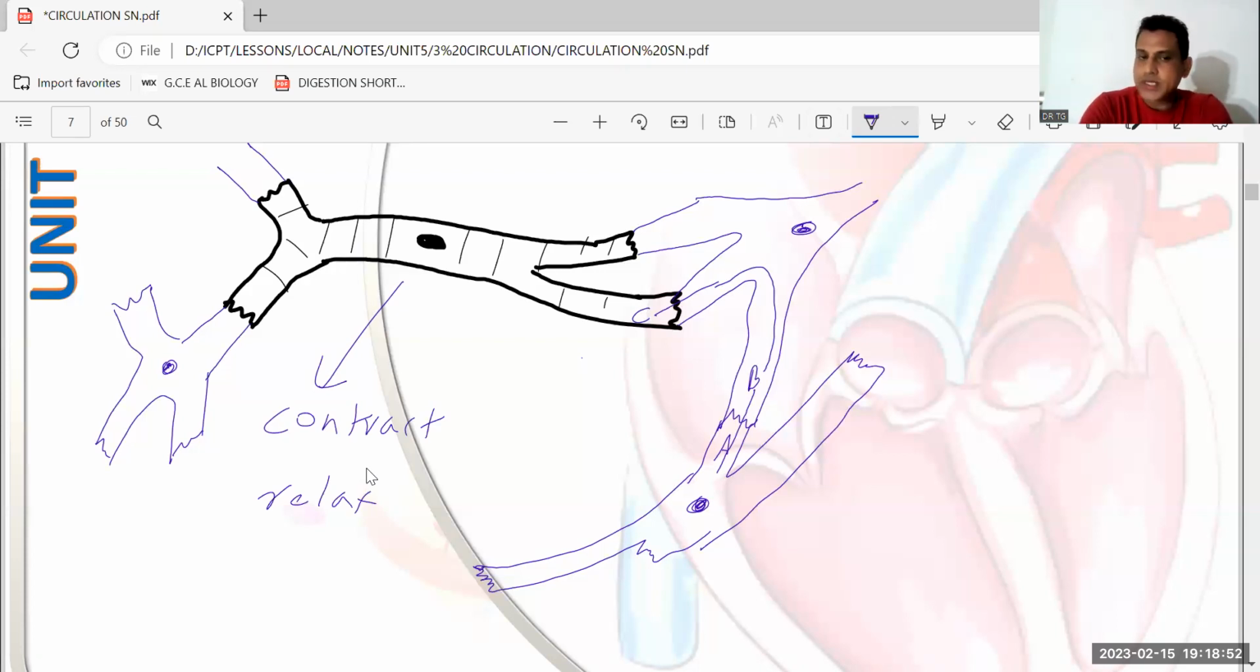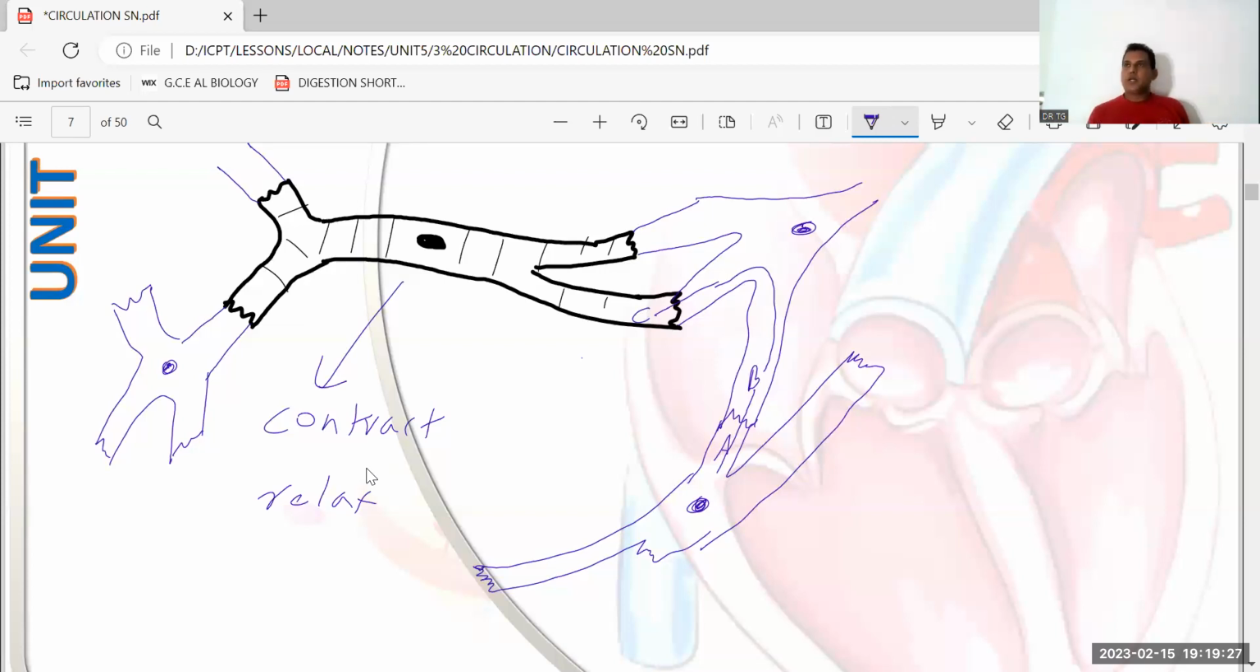So how do muscles contract? We are going to learn under the skeletal muscles. When you're learning the musculoskeletal system, we're going to learn the mechanism of contraction. And we are not going to learn under this section the mechanism of heart muscle contraction. Generally, we're going to understand that muscle can contract and relax.